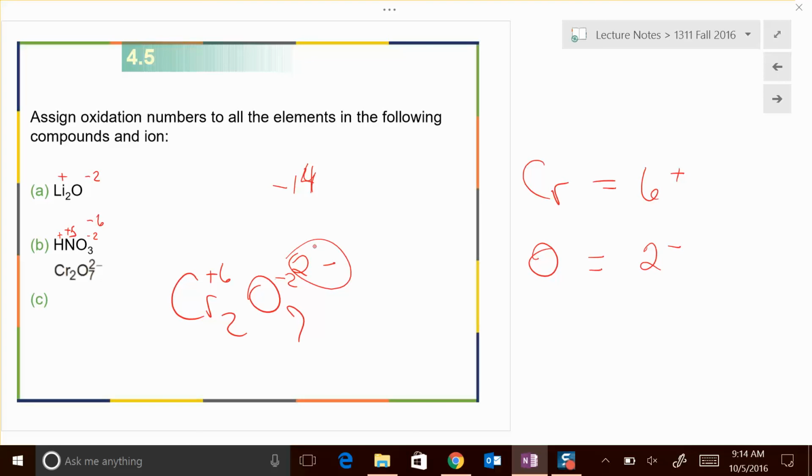Yes? Would the information be written on the equation itself? This 2 minus? Yes, it has a 2 minus sitting on top of it. So it would be written. If it's an ion, it will tell you what the charge is, if they want you to balance the ion.